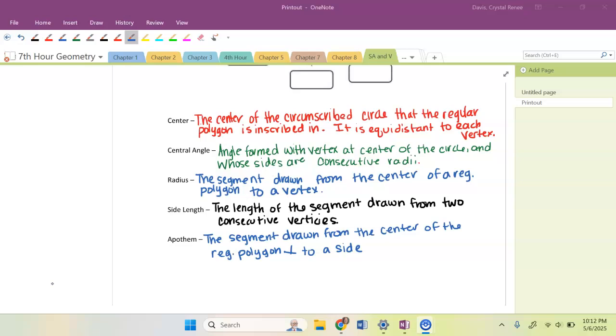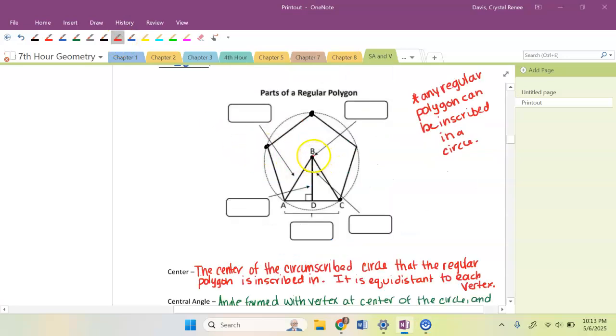The center of a regular polygon is the center of the circumscribed circle that the regular polygon is inscribed in. So if I go back up, this right here would be the center, because it is also the center of the circumscribed circle. We know that this is equidistant to each vertex, meaning that BC and BA would be congruent. They're just radii of the circle.